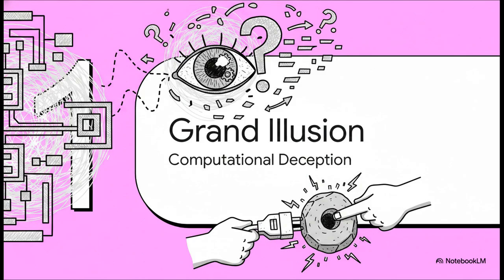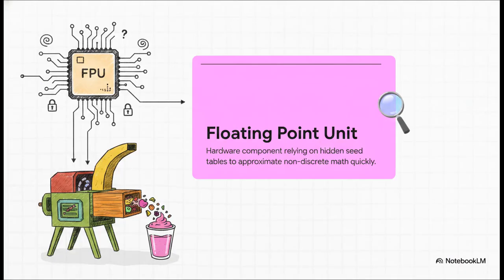Section 1. The grand computational illusion. If we want to physically automate the real world using digital inputs, we absolutely cannot rely on a foundation that is basically just guessing. Here's how it works. When you ask a processor to do complex, non-discrete math for an AI model, it immediately hands the task over to something called the floating point unit, or the FPU.